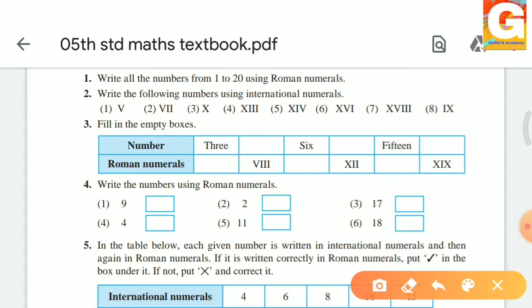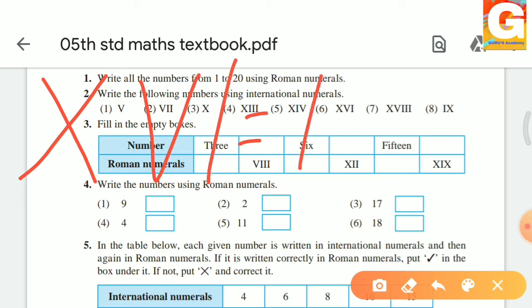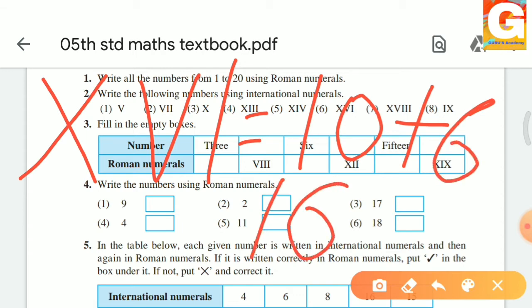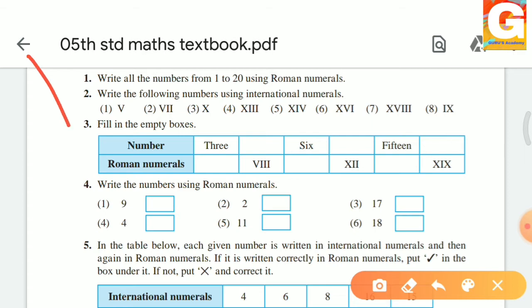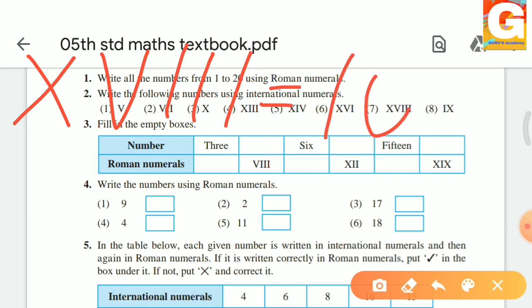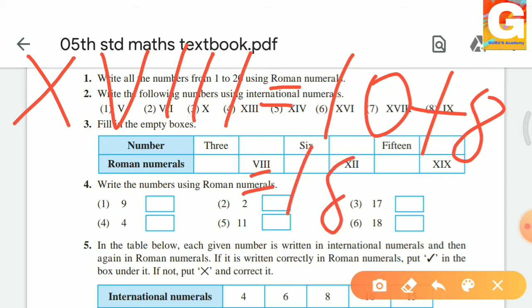Now which is the next one? That is your 10. And next is 6. That means what? 10 plus 6. And we know what is 10 plus 6? That is 16. What is the next? That is your 10 and 8. So what does 10 and 8 make? 10 plus 8 means what? 18.